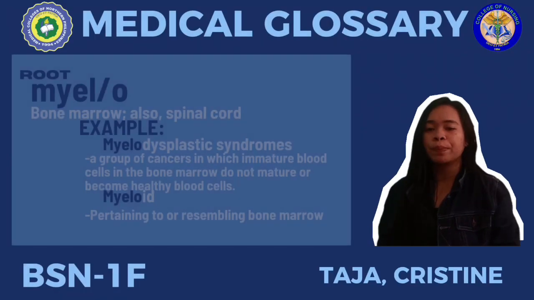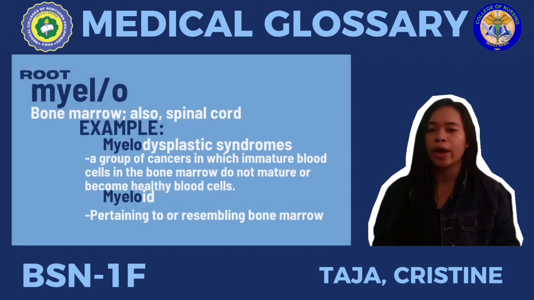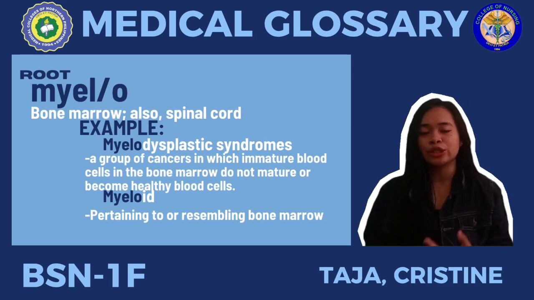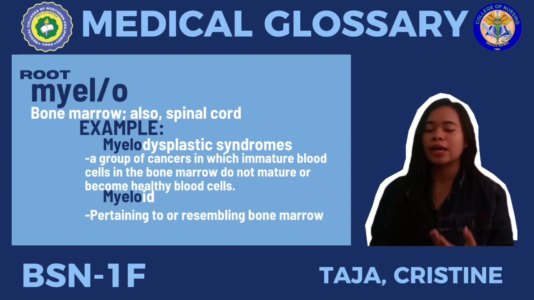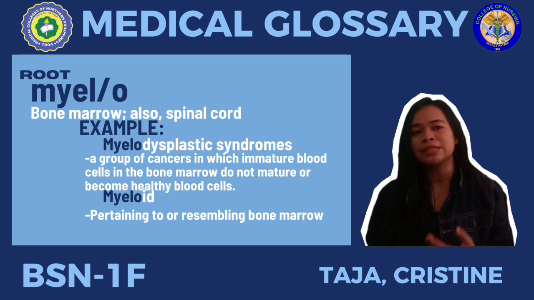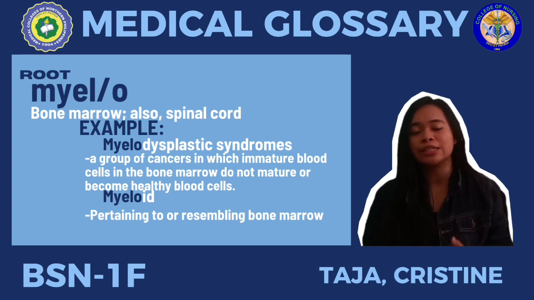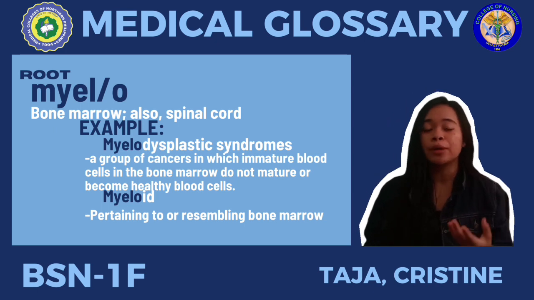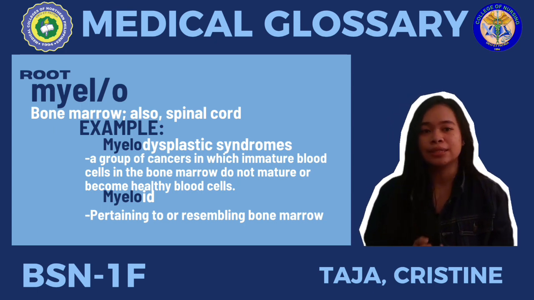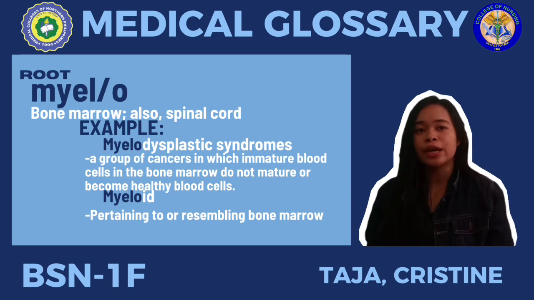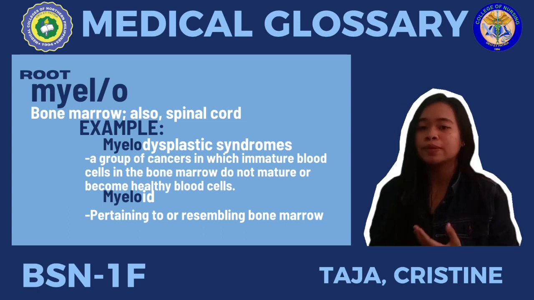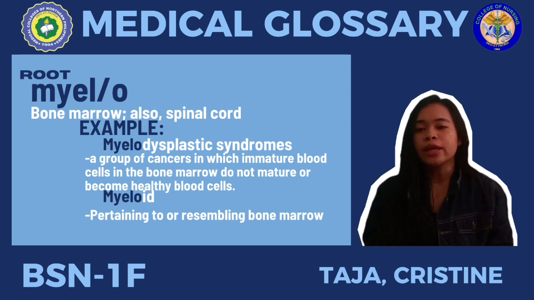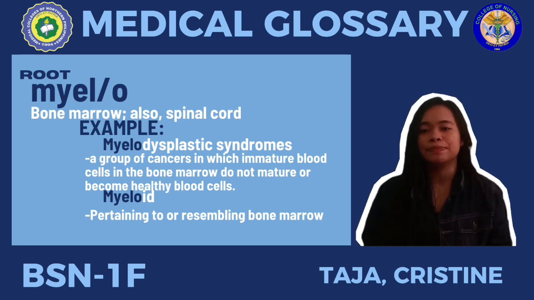Next we have the root word myel, which means bone marrow and spinal cord. We have myelodysplastic syndrome and myeloid as examples. Myelodysplastic syndrome is a group of cancers in which immature blood cells in the bone marrow do not mature or become healthy blood cells. The word syndrome refers to the group of cancers, and dysplastic refers to abnormal cells.